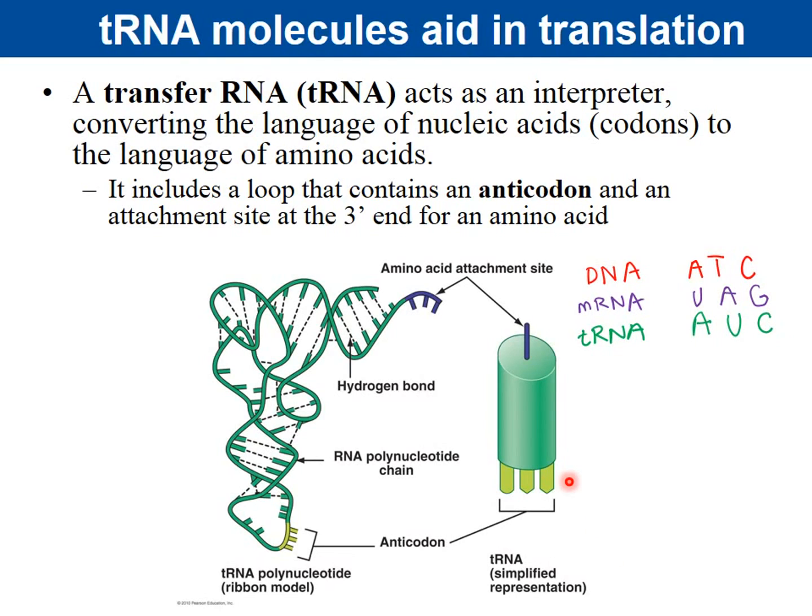It's going to read the mRNA codon, and it has another important site called the amino acid attachment site. This is where the amino acid will bind. And so in this way, the tRNA is able to bring in the appropriate amino acid based on its anticodon, which recognizes a very specific codon on the mRNA.